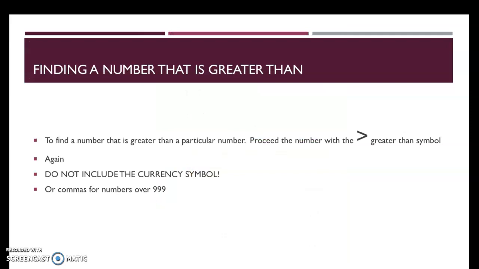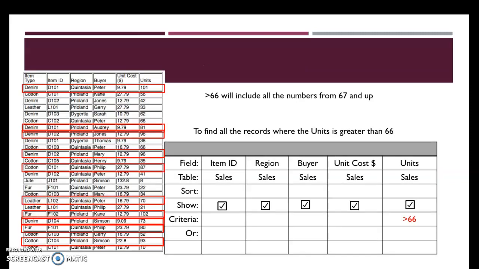When you're trying to find a number that is greater than a particular number, to find this, you need to precede the number with the greater than symbol. So again, remember, you do not include currency symbols, and for numbers over 1,000 or over 999, we do not include commas. So let's look at an example. If we want to find numbers that are greater than 66, this will include all of the numbers from 67 and up. It will not include 66.